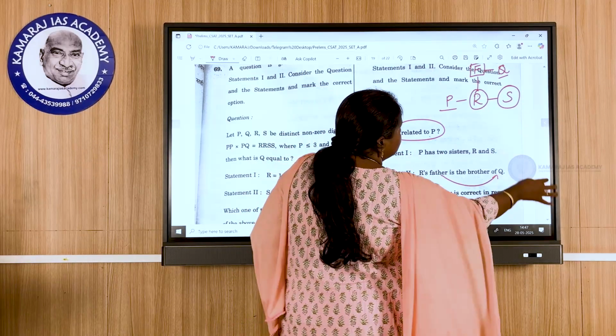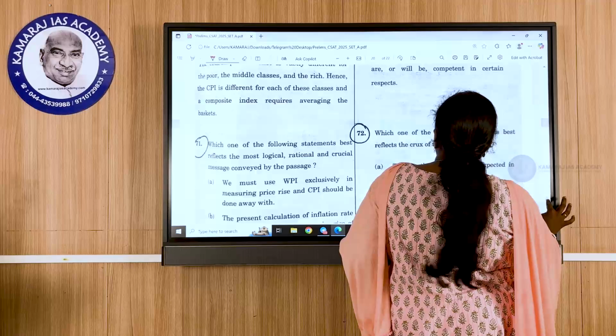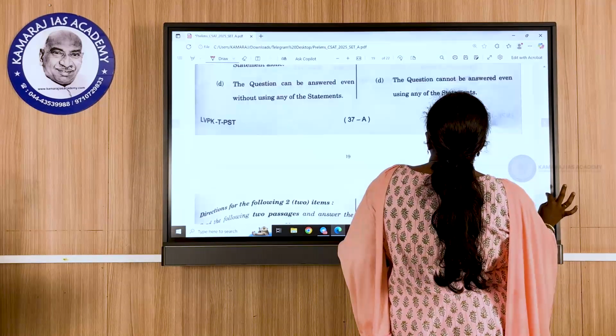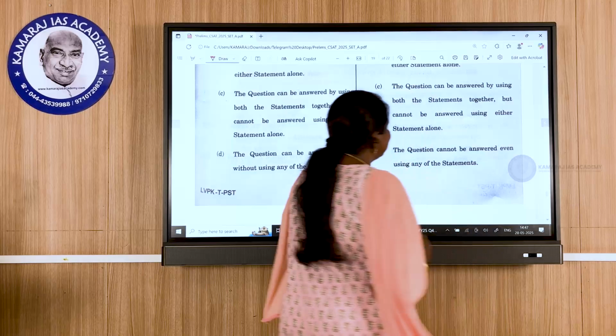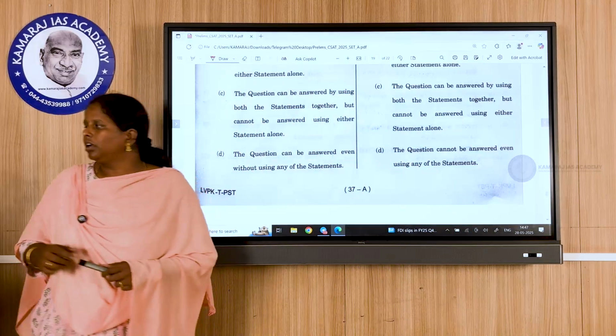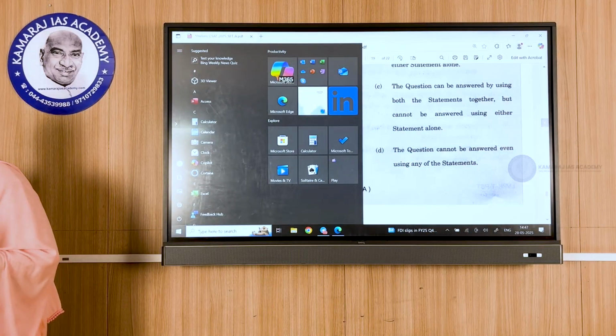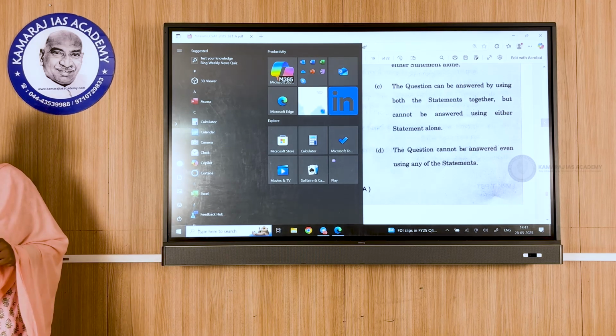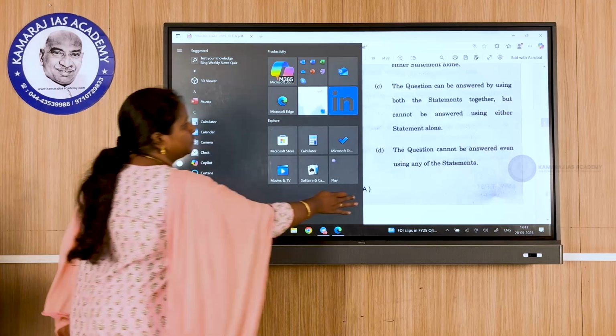So your answer is: the question cannot be answered using any of the statements. The question cannot be answered using any of the statements because the gender of Q is not known. Clear?